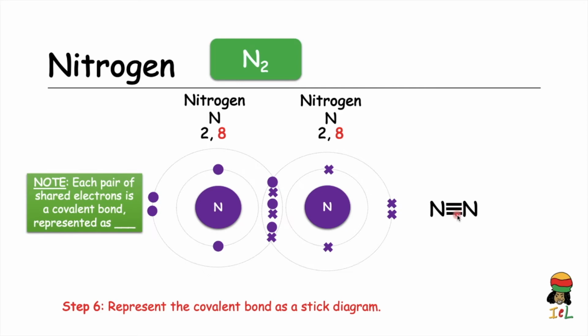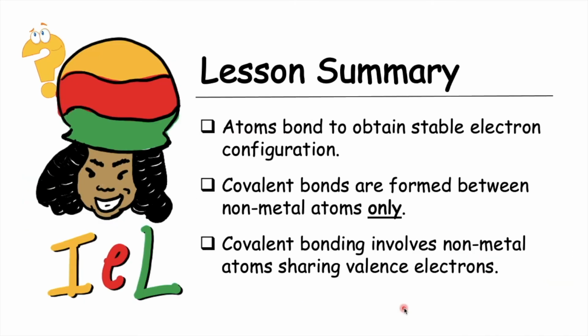When there are 3 parallel lines representing 3 pairs of shared electrons between 2 atoms, this is called a triple bond. Also, this is what the dot and cross diagram would look like without the inner lying shells with electrons. We have now completed the third example of covalent bonding, which illustrates the formation of the triple bond. So let's do a quick summary of the lesson which we have just completed.